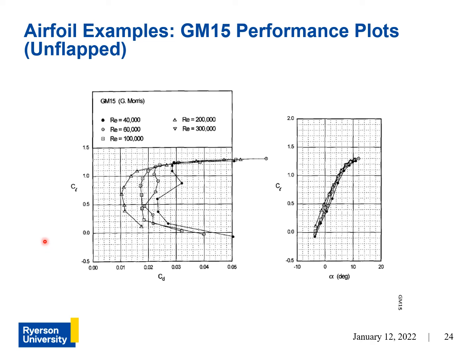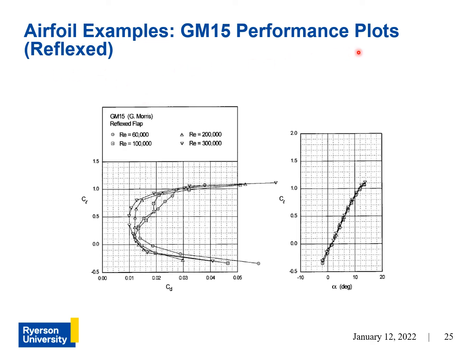In this configuration, the unflapped GM15 has a very high potential for lift in comparison to the examples that I talked about earlier. So here we have the performance plots for the reflex configuration of the GM15. Here you can see that there's an apparent change in the drag polar in the reflex configuration. The polar is shifted downward in comparison to the unflapped configuration. So the result of that is that the zero lift drag is reduced.